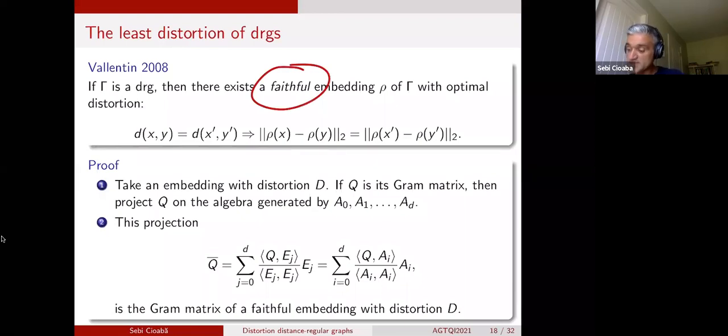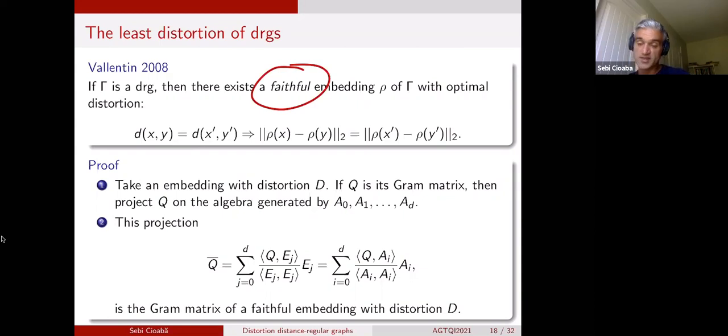Faithful means that the distance between the images of two vertices x and y only depends on the distance between x and y in the graph. So if you have two pairs of vertices, x, y and x prime, y prime, with the same distance between them, then in this embedding their images are also going to be at the same distance. And this is a short proof.